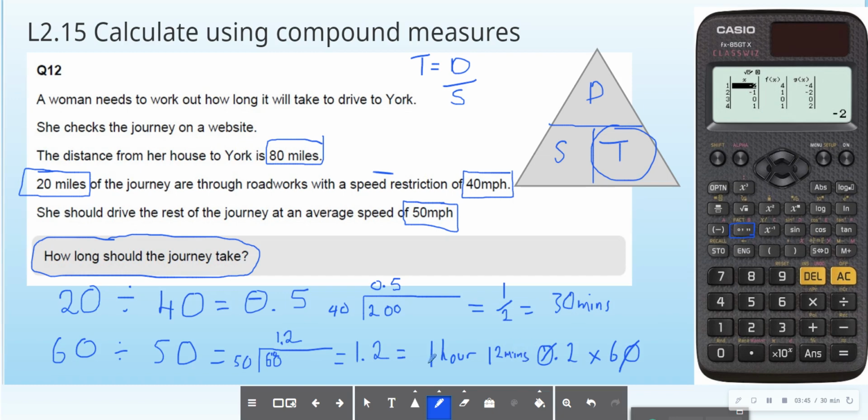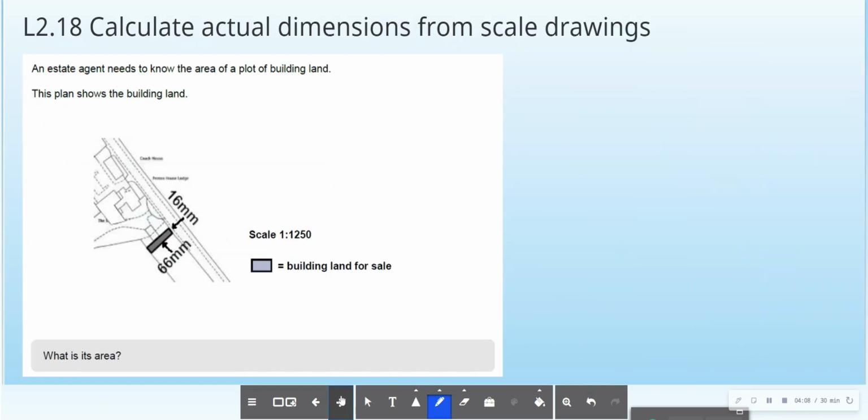So overall, we add our 30 minutes and our 1 hour 12 minutes, and the total journey is going to be 1 hour and 42 minutes. Oops, that says mins. M-I-N-S there.